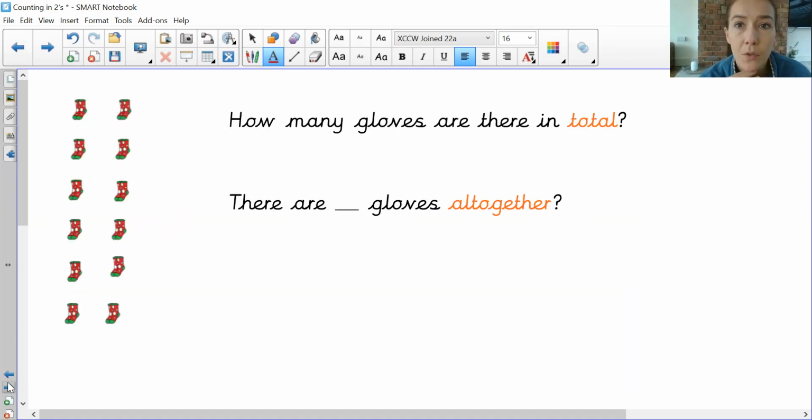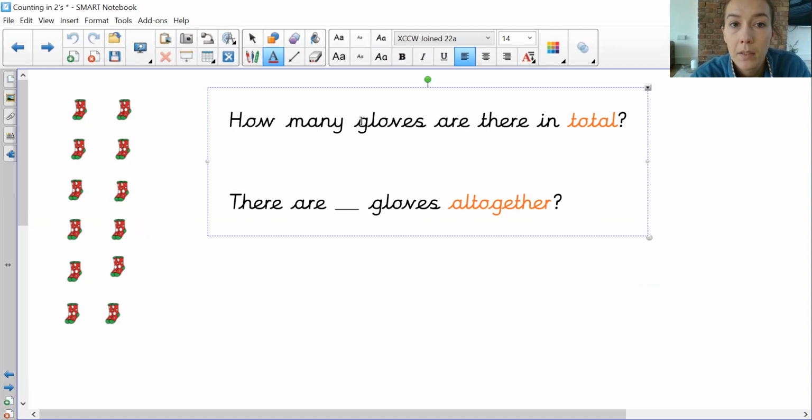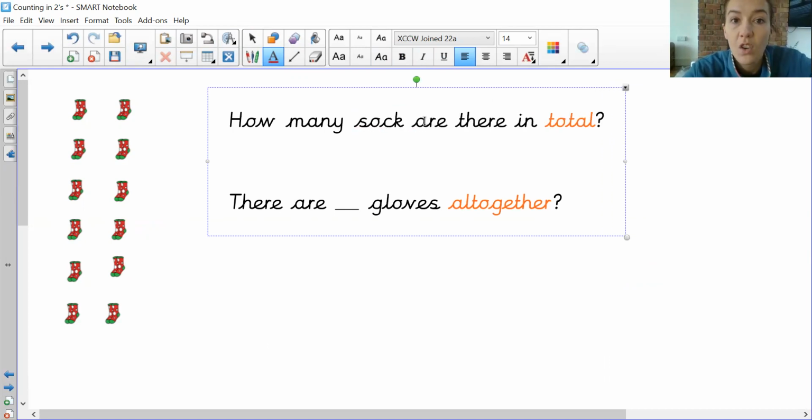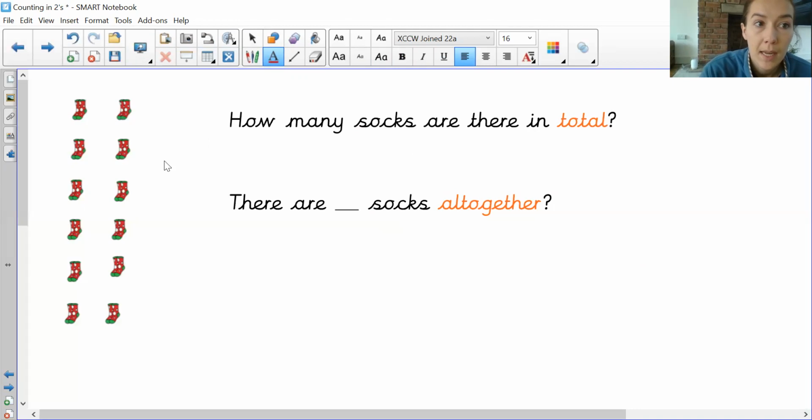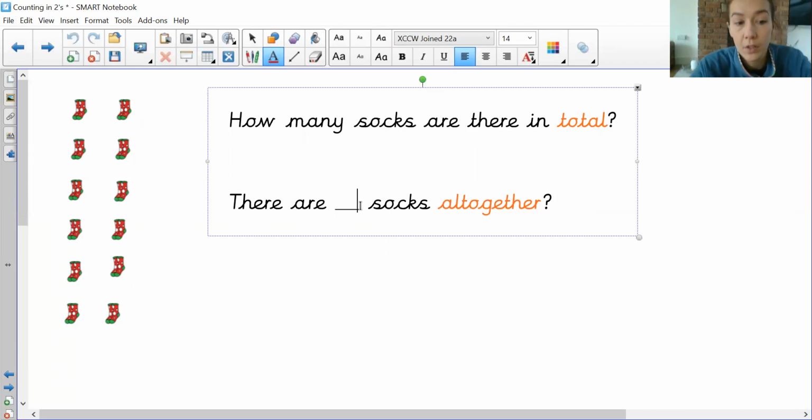Okay, next one, we've got socks. Pairs of socks. And I've put gloves on this one. Silly Miss Boyle. I do apologise. Socks. Okay, so it says, how many socks are there in total? There are socks altogether. So counting in your 2's, 2, 4, 6, 8, 10, 12, 14, 16, 18, 20, 22, 24. So 24 socks altogether.